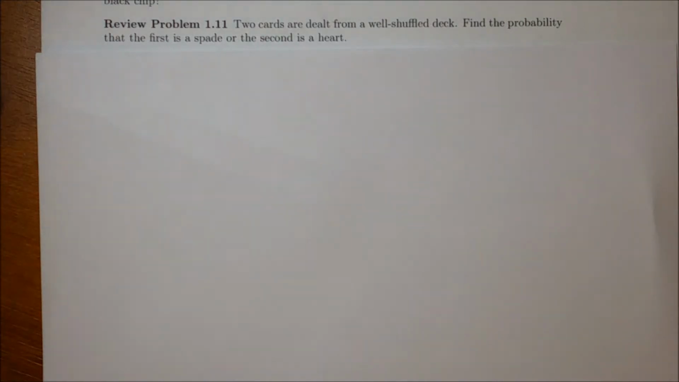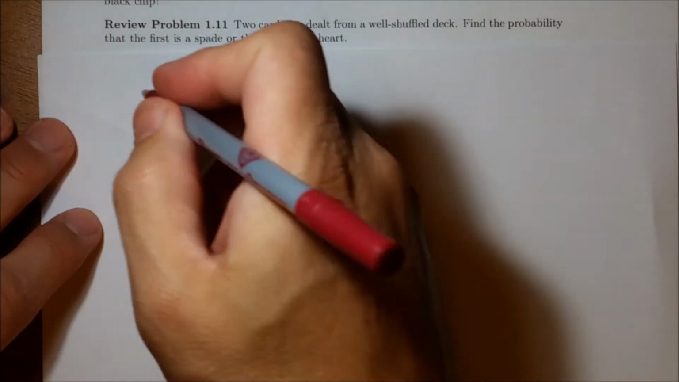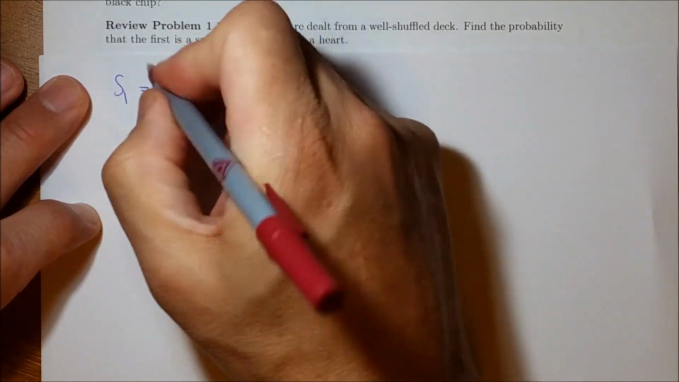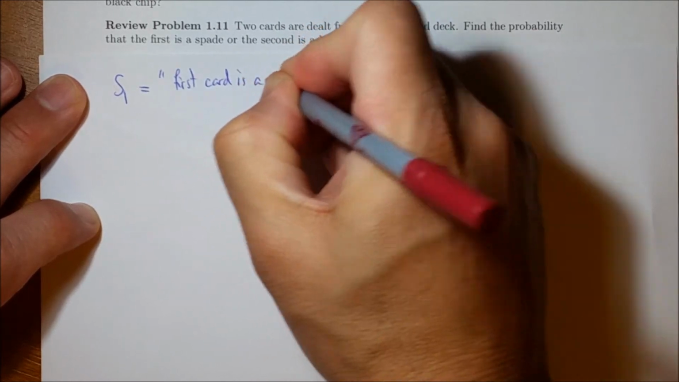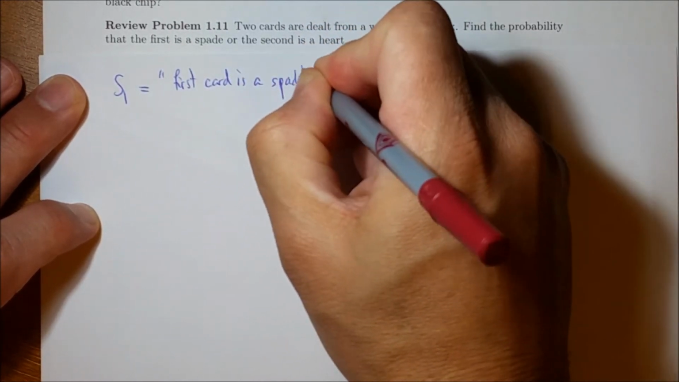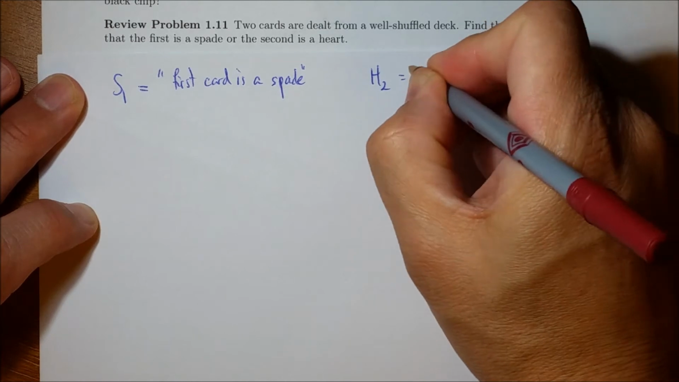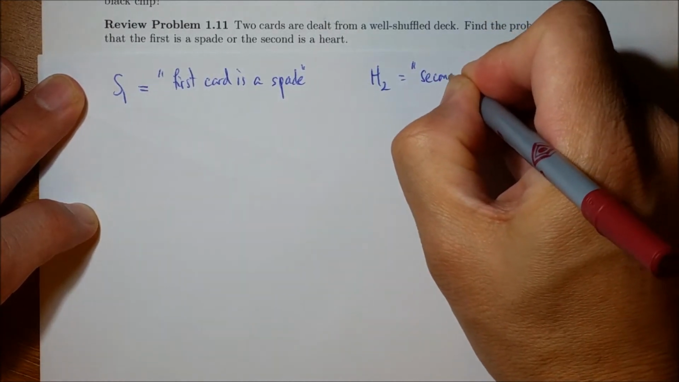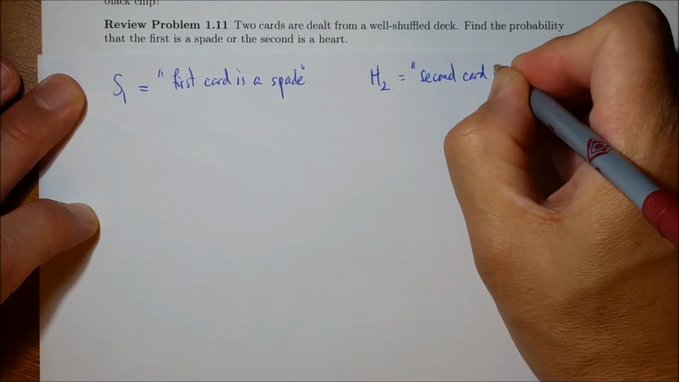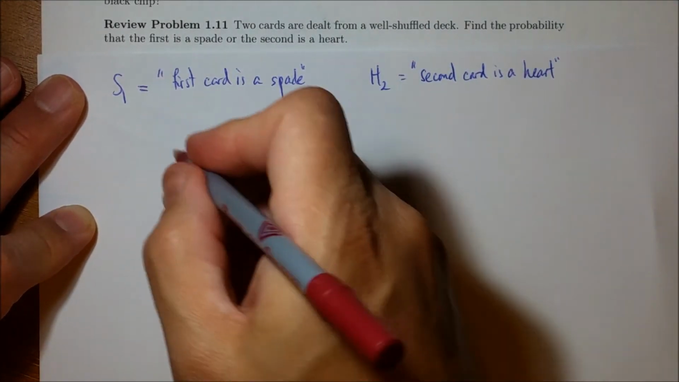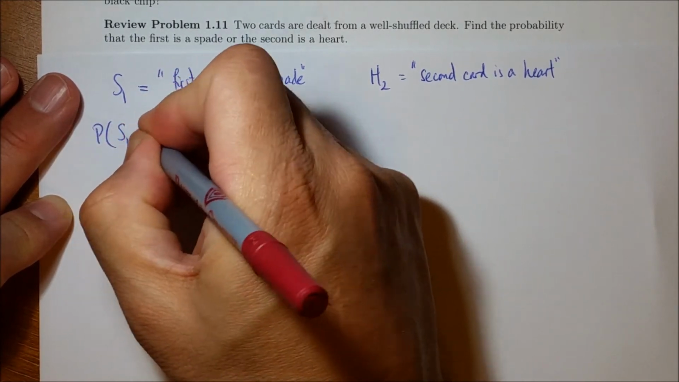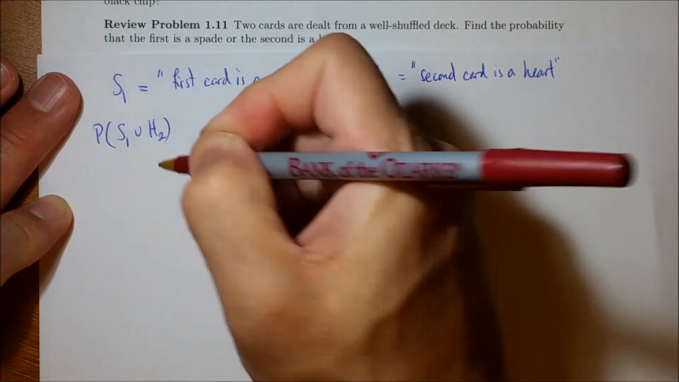Okay, for this problem, we're looking at dealing two cards from a well-shuffled deck, and we want the probability that the first is a spade or else the second is a heart. So let S1 be the event that the first card is a spade, and let H2 be the event that the second card is a heart. And so the question is, find the probability that the first card is a spade or the second card is a heart.